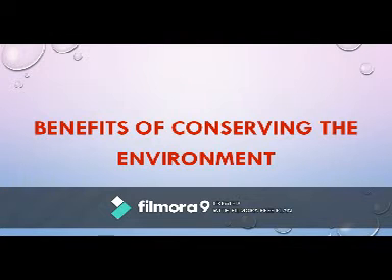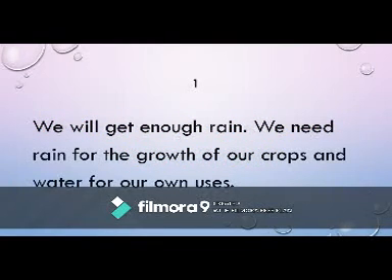So, the importance of conserving the environment. As we know, to conserve the environment is something very important. Number one, once we conserve the environment, we will get enough rain. We need rain for the growth of our crops and water for our own uses. Which part of the environment is very important to conserve so that we can get enough rain? We should conserve the trees and the forest.